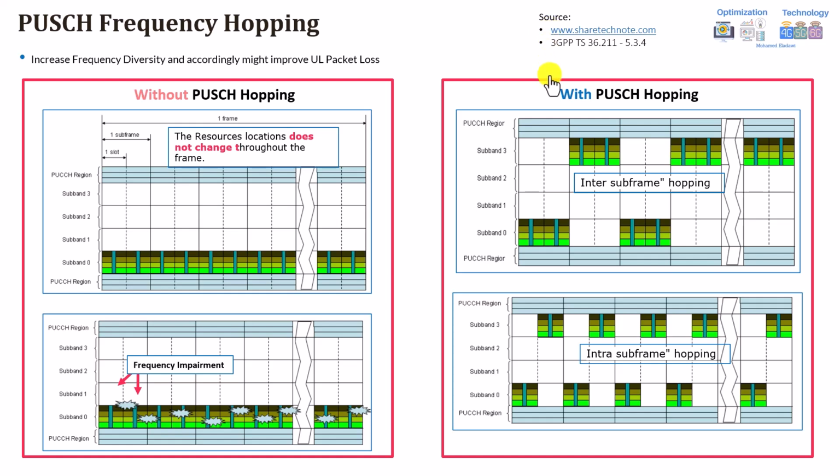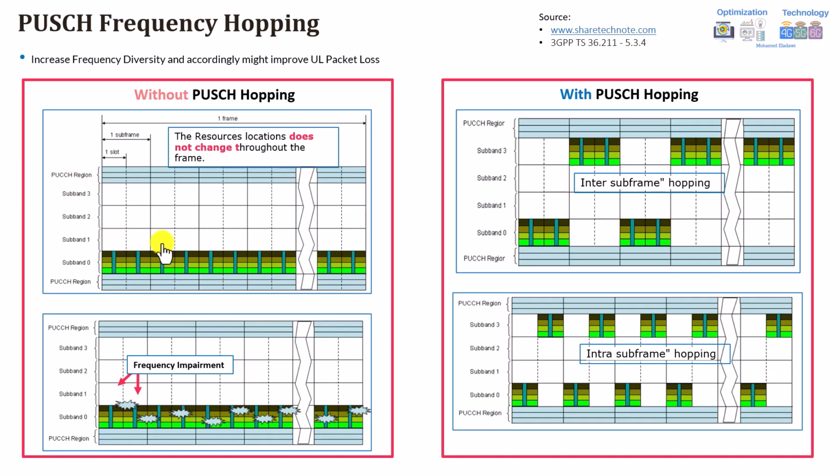Actually, the last feature is not particularly related to VoLTE, but it can also benefit VoLTE. I have quoted these pictures from Share Tech Note. You can go there for Share Tech Note. I will add the link in the video description. It has even more, and very good, details about the same thing. The main idea of hopping, PUSCH hopping, is that it can give a very good improvement because it does something called frequency diversity. So let's explain from the beginning.